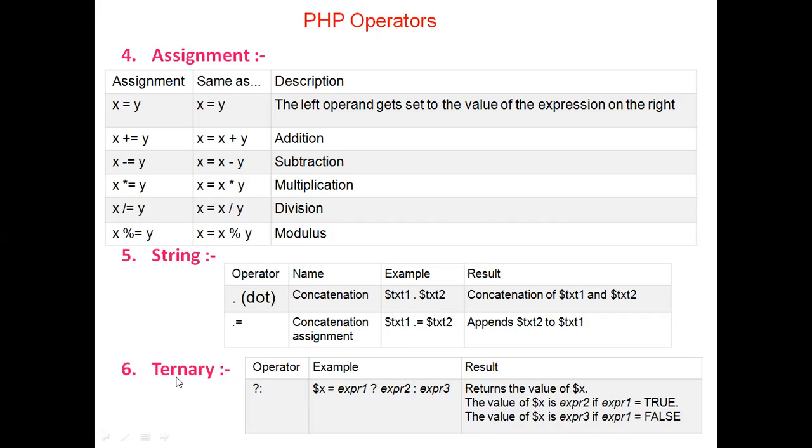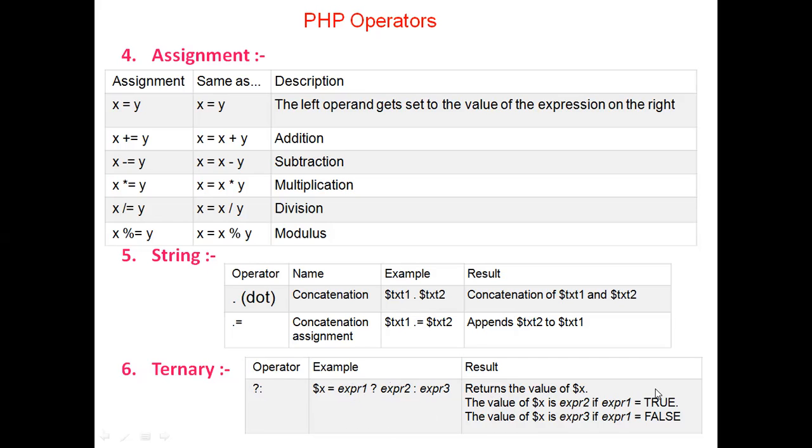Then the next operator is the ternary operator. So what is the ternary operator? That is the question mark and the colon. So for example, expression 1. Suppose the expression 1 is true, it automatically displays the first, that is it goes to the expression 2. If the expression returns false, it goes to display the expression 3.